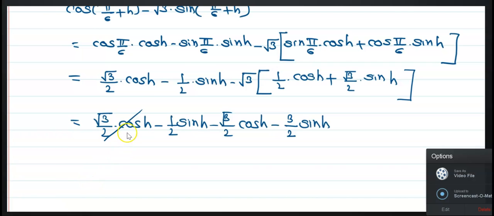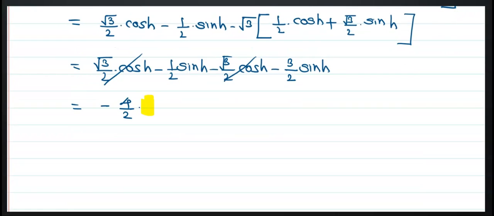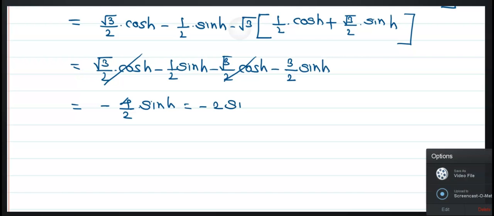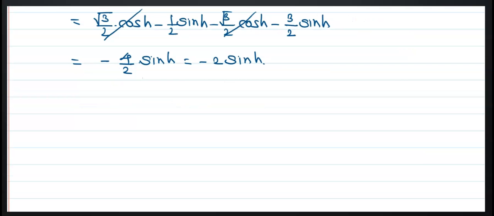Now these two terms will get cancelled: root 3 upon 2 cos h minus root 3 upon 2 cos h, plus and minus get cancelled. Minus 1 upon 2 sin h and minus 3 by 2 sin h, that is minus 4 by 2 sin h, which means minus 2 sin h. This is the simplification.